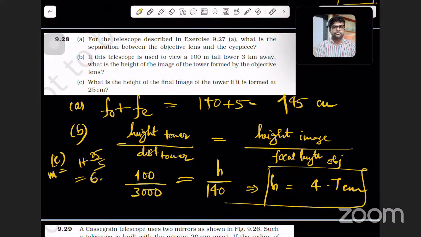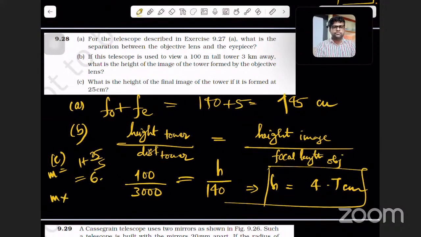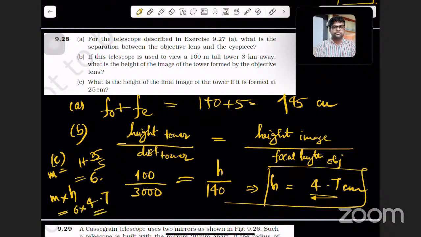Okay. The height of the final image will be magnification into the height of this image, because this image will be acting as an object for the eyepiece. So h into m, that is 6 into 4.7, which is equal to 28.2 centimeters. Okay. All right.